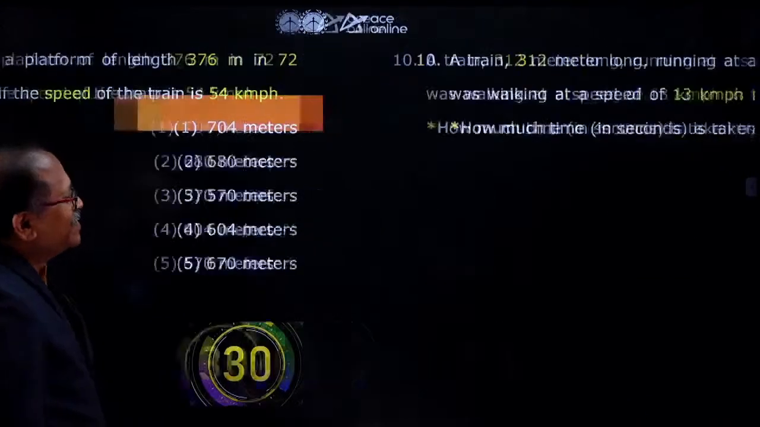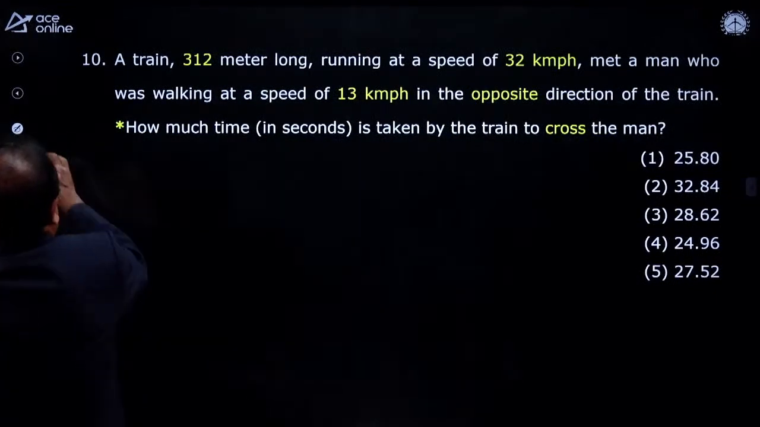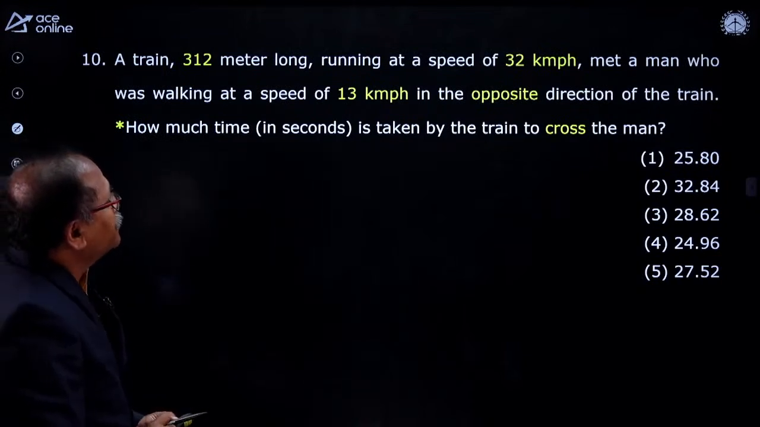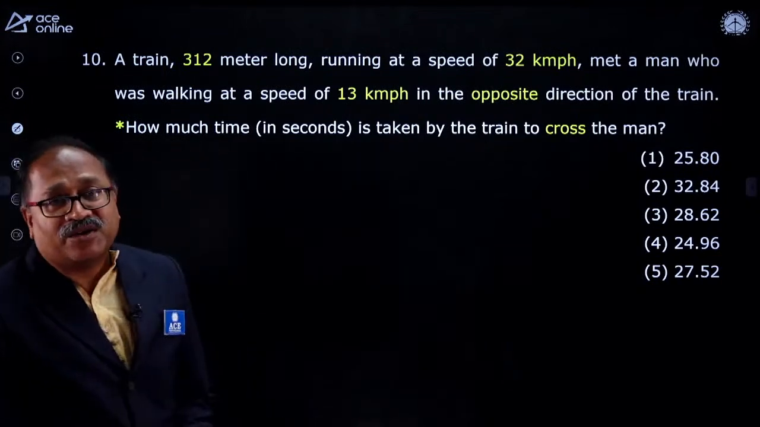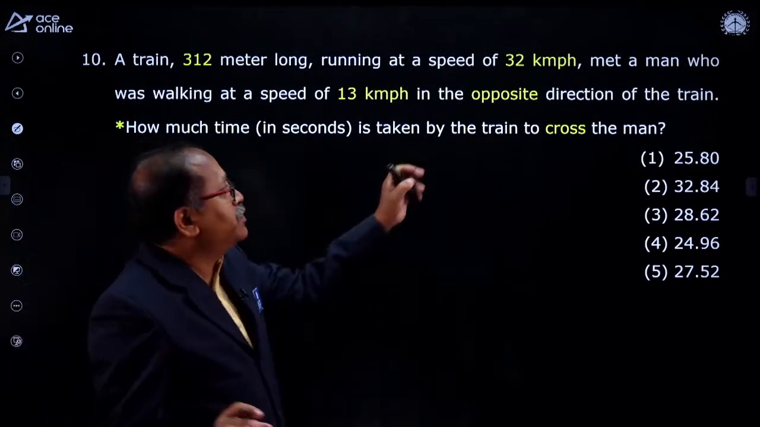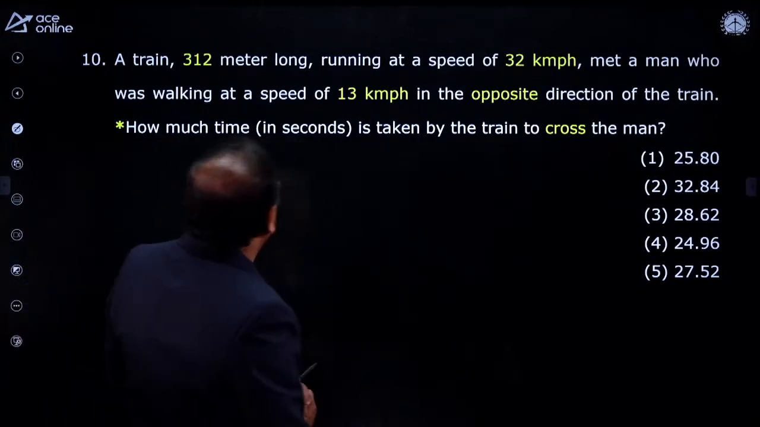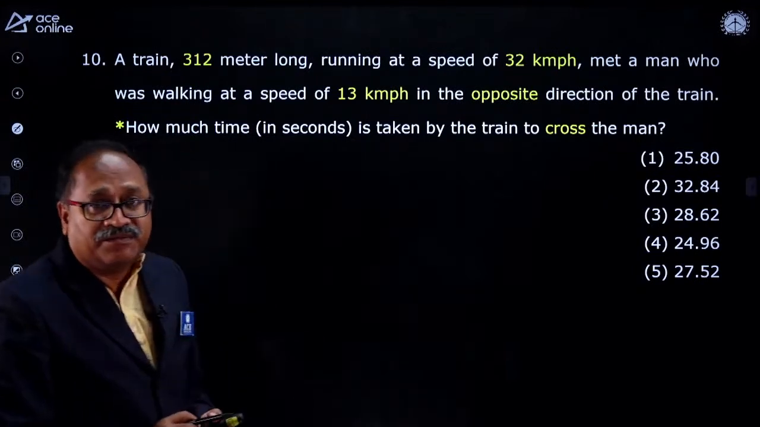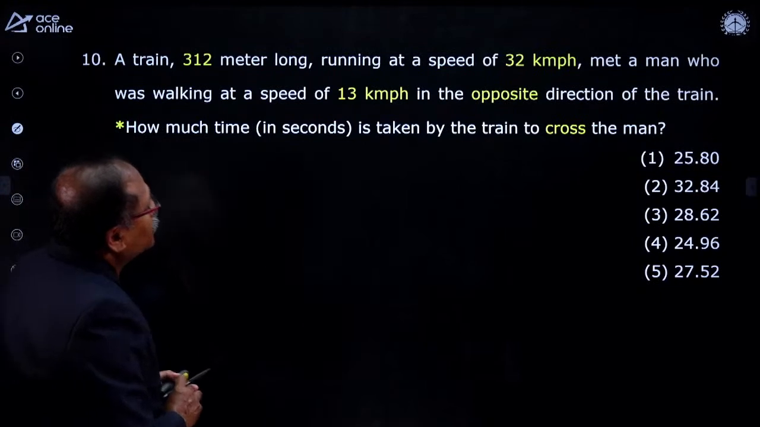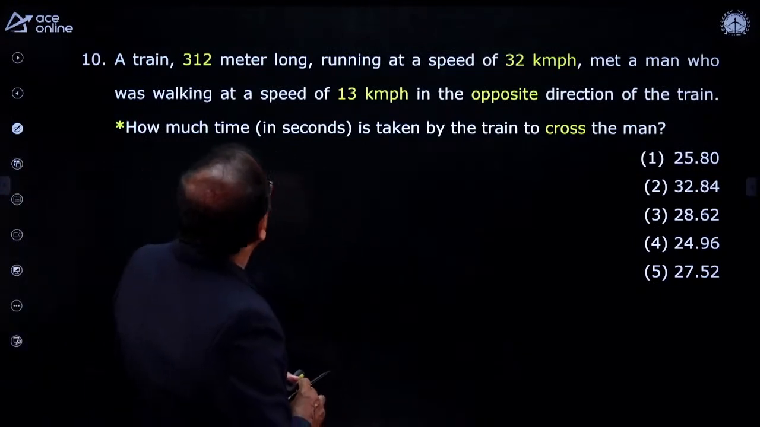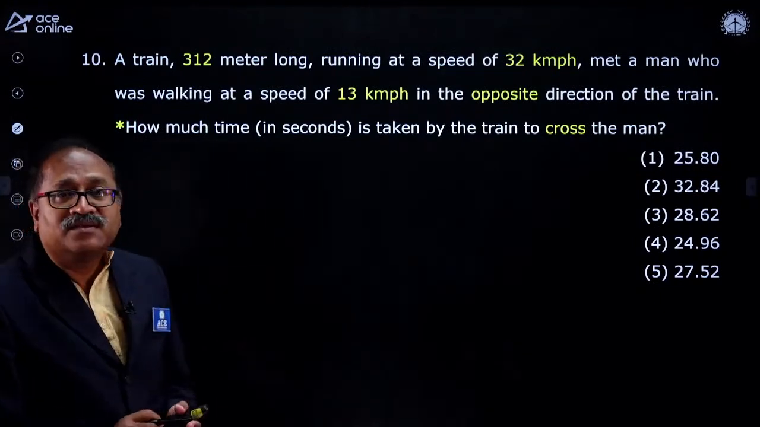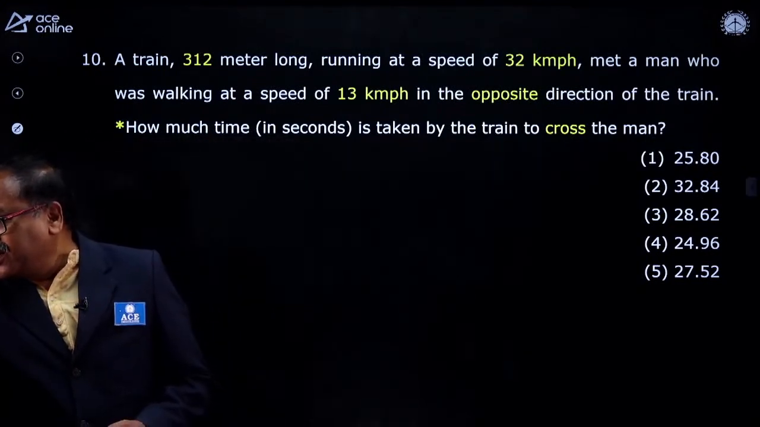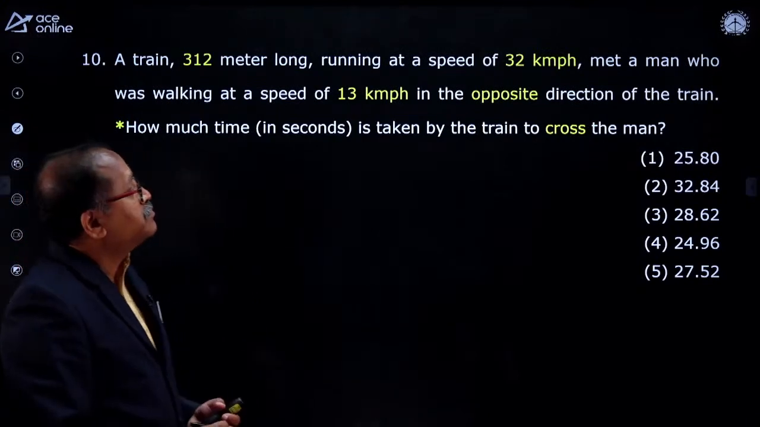That's great. Come on over here. Let's look at this. A train 312 meter long running at a speed of 32 km per hour. We know the length of the train, we know the speed. It met a man who was walking at a speed of 13 km per hour from the opposite direction of the train. Now, how much time will it take to cross the train? It is a very simple, fundamental question. Please come on and answer the question, my young friends.